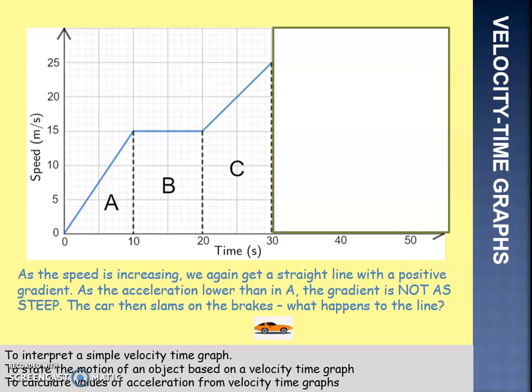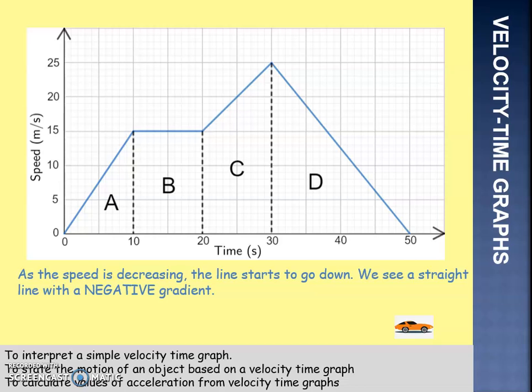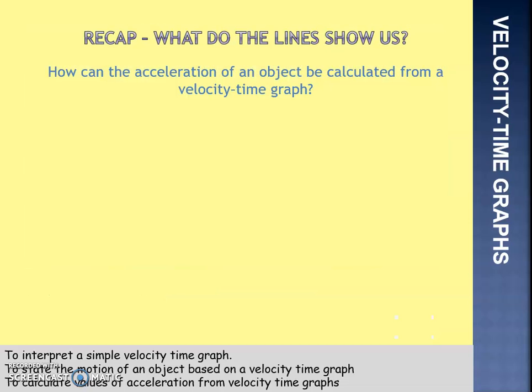Okay, as it slams on the brakes and comes to a stop, we'll get deceleration. The car's speed is decreasing all the way down to 0. If it slams on the brakes, it's going to come to rest. So when we go into deceleration, we see a straight line with a negative gradient. So it comes all the way down to 0.